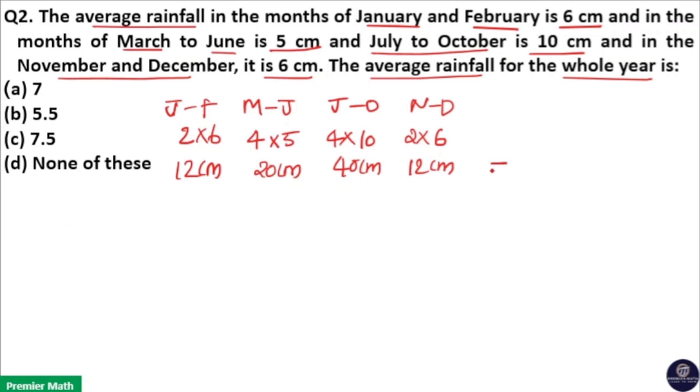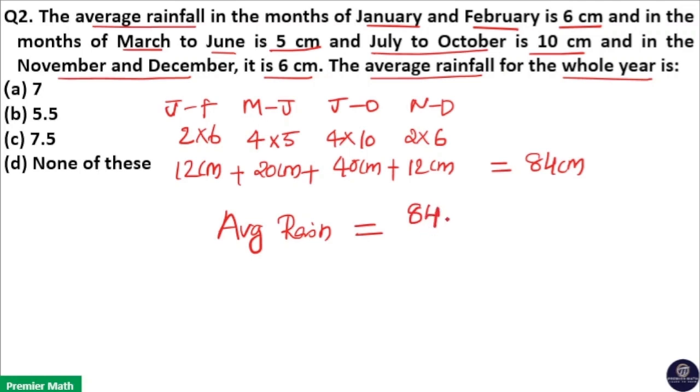That means total rainfall for the whole year is 12 plus 20 plus 40 plus 12, which is equal to 40 plus 20, 60, 12 plus 12, 24. So 84 cm is the total rainfall. That means average rainfall for the whole year is, total rainfall 84 cm divided by 12 months in a year, that is equal to 7 cm. So option A is your answer.